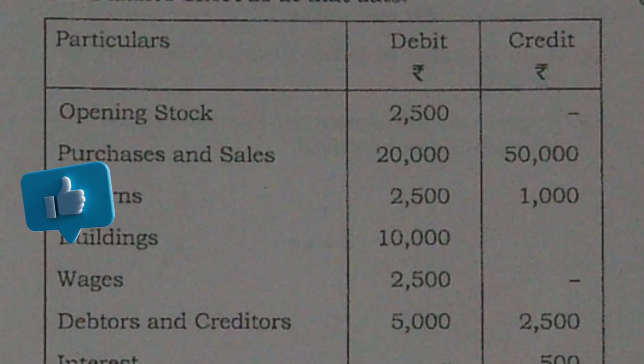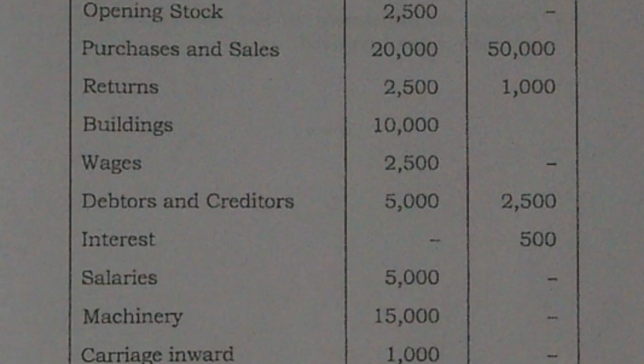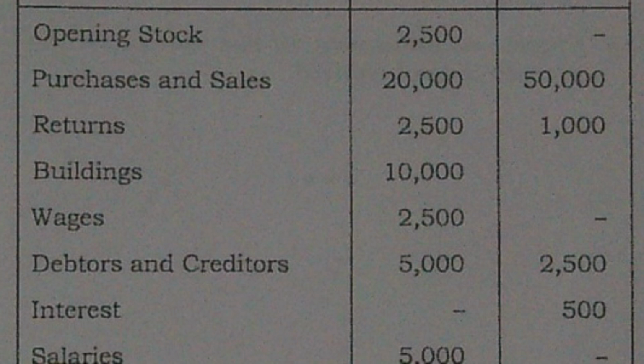Here is the question on the screen. Have a look at the question. What are the items given in the question? See, opening stock, purchase and sales. Purchase and sales are given together, two different items given together.